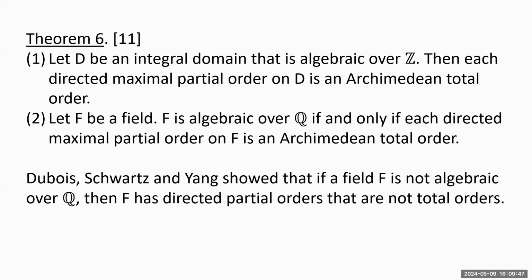However, for a field, it is a necessary condition. Let F be a field. Then F is algebraic over Q if and only if each directed maximum partial order on F is an Archimedean total order. The necessary part was proved by Dubois, Schwartz, and Yang, who proved that if a field F is not algebraic over Q, then F has directed partial orders that are not total orders. I will go back to this topic later.